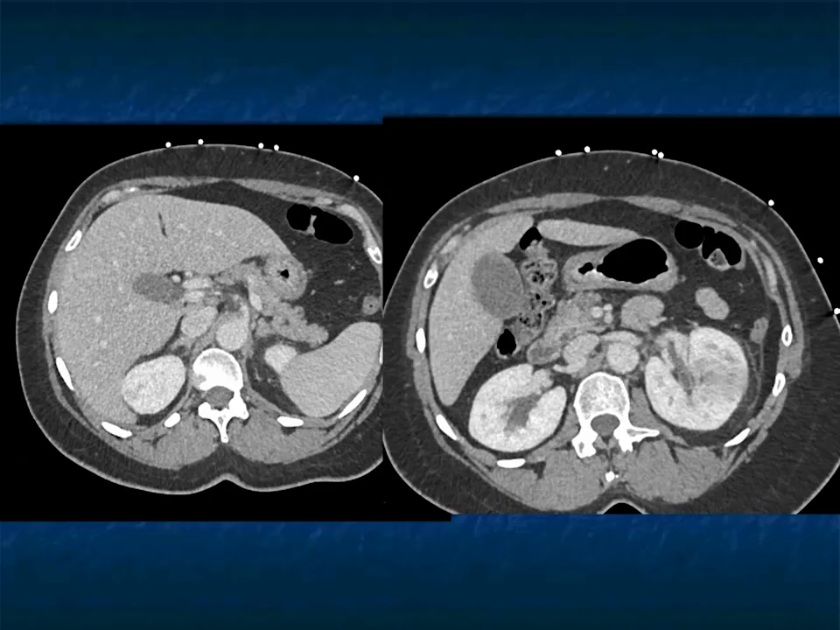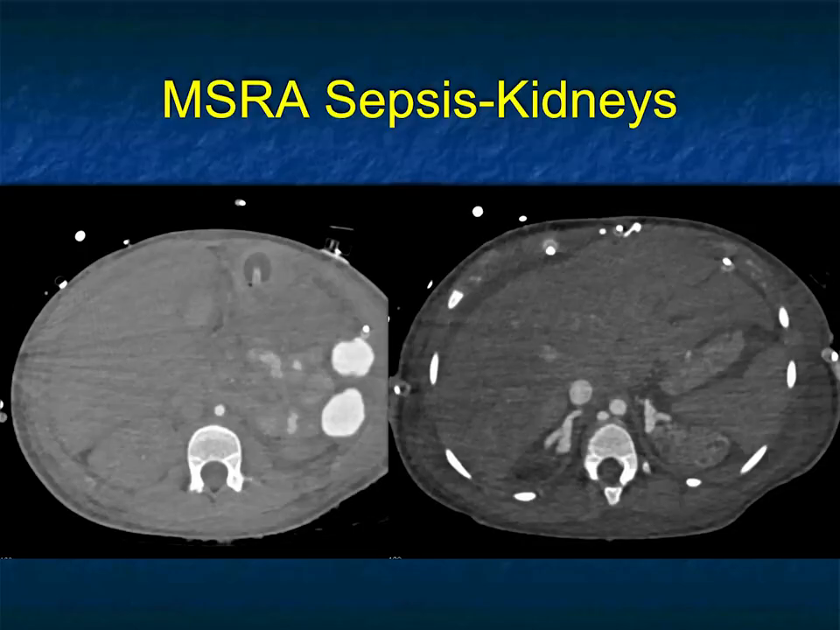And then as you look at the study with contrast, you can see the left kidney is enlarged, the corticomedullary differentiation persists, and there's stranding around the kidney. A very nice example of pyelonephritis, though one would have to admit there is a little bit of pyelo in the patient's right kidney, but the main abnormalities are going to be in the left kidney.